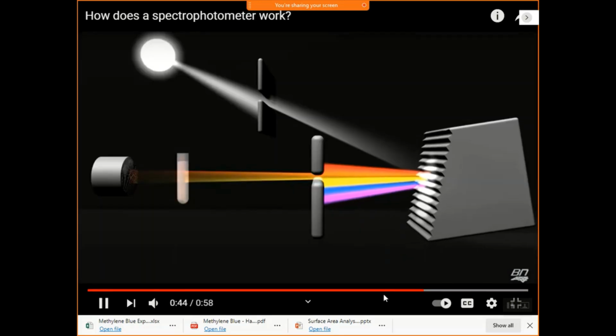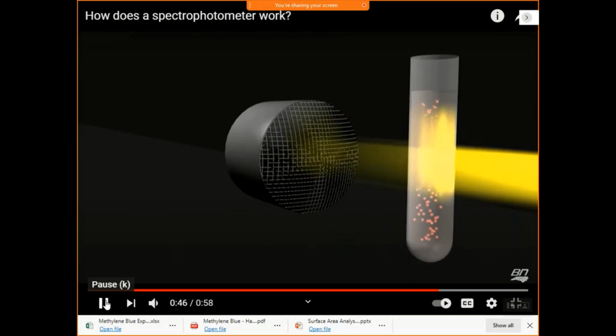All right, so let me focus in on this test tube here. Light being transmitted through the sample. In the experiment I'm going to talk about, they've put various concentrations of methylene blue in a larger container, and then they've dropped in activated carbon.